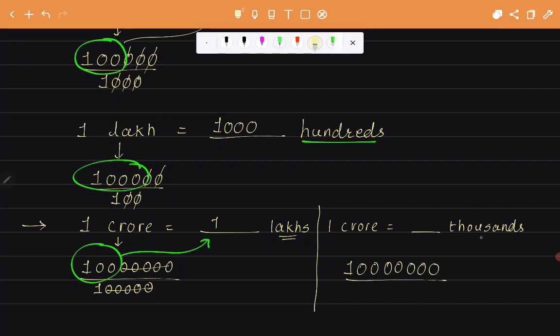Divided by, we will use 1000 here. So 3 zeros are cancelled. So our answer is 10,000, right? So we can say that in 1 crore, 10,000 times thousands are involved. That is, in 1 crore, 10,000 times thousands are included.